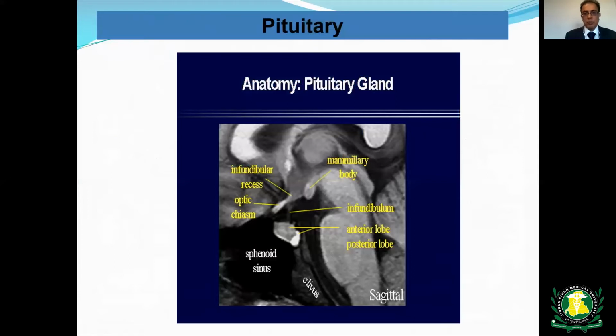Okay, so now we move to the pituitary gland, which, as I said earlier, is called the master gland, which controls most of the other endocrine systems in the body. It is a very small pea-sized gland situated below the hypothalamus, and this has a very important anatomical location. I'll show you. This is the anterior and posterior lobe of the pituitary. This is the optic chiasm, and this is the mammillary body.